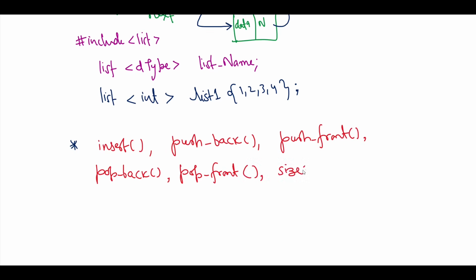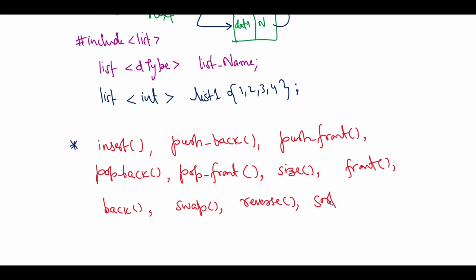Then we have the size function to check the number of elements. Using front we can find out the first element, or using back we can find out the last element of the list. If you want to swap two lists, you can use the swap function. We can reverse the linked list using the reverse function and sort the list with the sort function. We can take out some part of this linked list using splice. It basically transfers the elements from one list to another list.